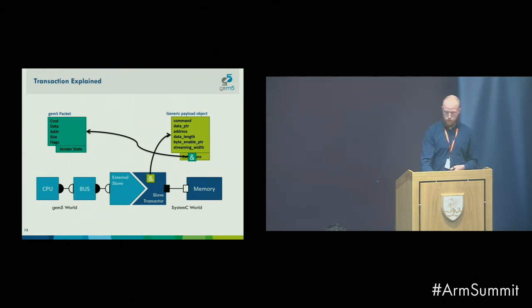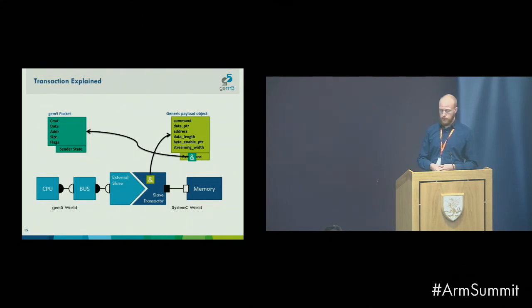And now we follow the TLM procedure, forward the payload object to the memory. The memory will answer the request. So if it's a read request, it will fill in the data and create a reply. Then eventually the reference returns to the slave transactor.